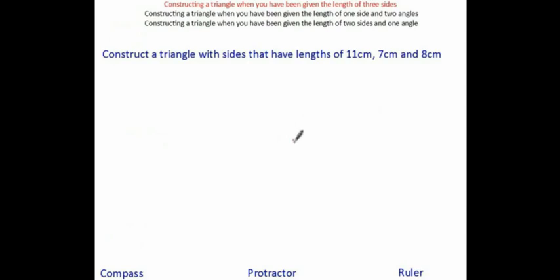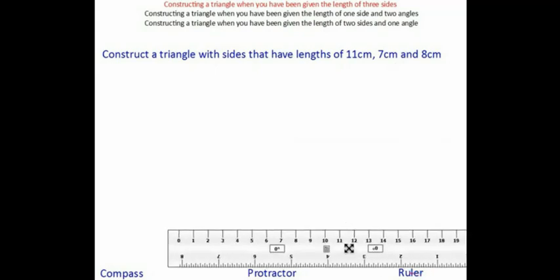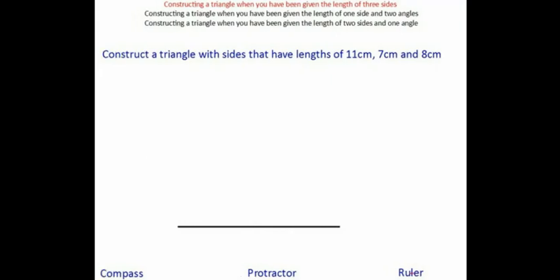The first triangle we're going to construct is one where you've been given the length of 3 sides. So we've got 11 centimetres, 7 centimetres and 8 centimetres. So the first thing we need to do is get up our ruler. And I always pick the longest length, so I always pick 11 centimetres as being the base. So with your pencil, draw 11 centimetres. Once you've measured that, you should then label it 11 centimetres.